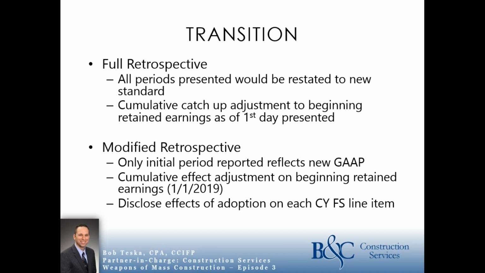There are a couple of ways to transition into this. The first is a full retrospective. If we're assuming you're a private company at 12/31/19, you can go back and totally restate 12/31/18, and there'd be a cumulative catch-up adjustment to retained earnings, essentially the beginning balance. So if you do it in 19, there'd be a cumulative catch-up of the 12/31 beginning balance of retained earnings.